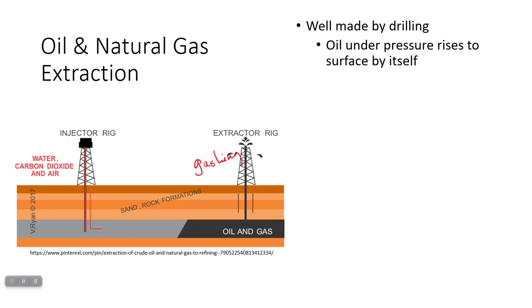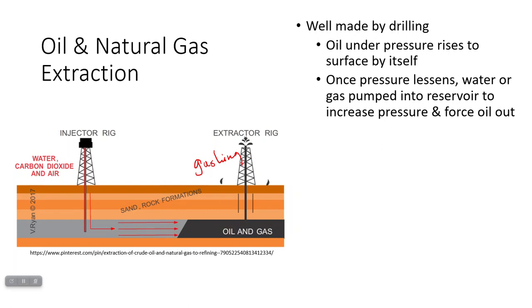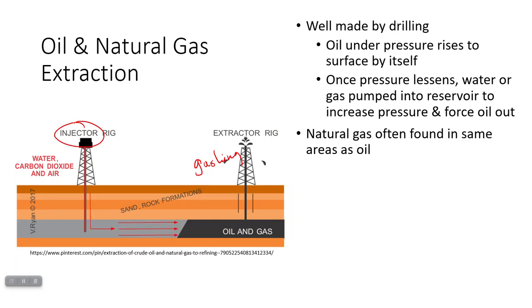releasing fluid. Once the pressure lessens and that oil is no longer coming out, you can either pump water into the reservoir or you can pump in gas, which will increase the pressure. And this is that injector rig, which is injecting water or carbon dioxide or some sort of gas into the well to try and increase pressure and force the oil out.